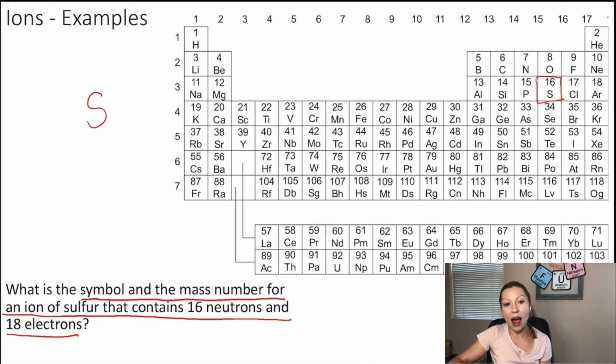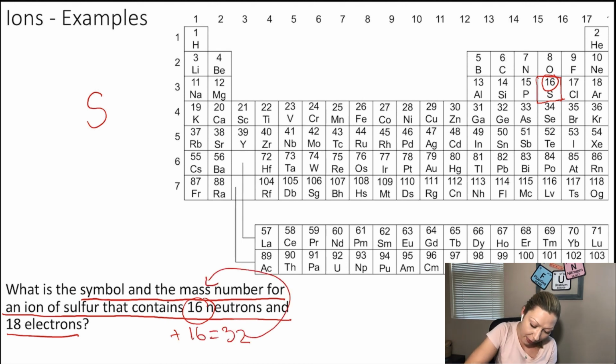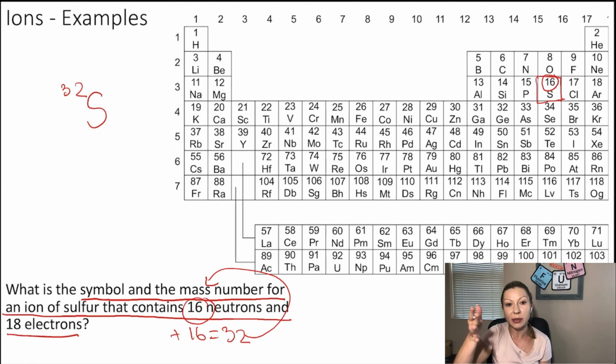Okay, so how do I figure out the mass number? For the mass number, I need to add the number of neutrons to the number of protons. So I know that I have 16 neutrons. So how many protons do I have in sulfur? 16 also, right? And I know this from the periodic table, from its atomic number. So 16 plus 16 will give me 32, and that is the mass number. The mass number is given as a superscript before the element's symbol.